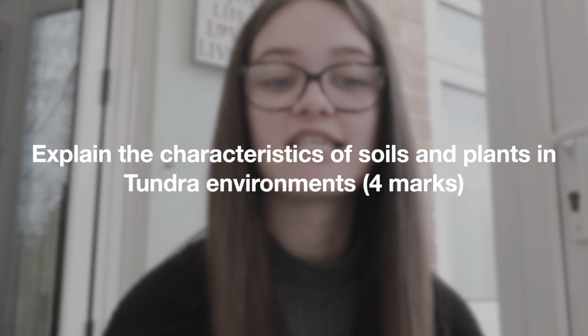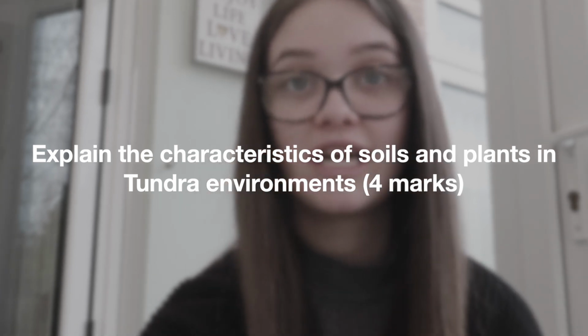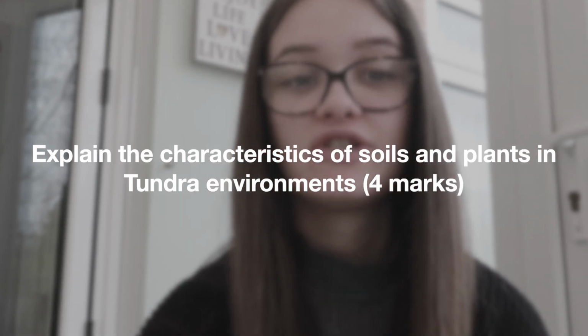So we're going to briefly look at the question today. Explain the characteristics of soils and plants in tundra environments. So the soils in these tundra environments are often frozen due to permafrost, but in the summer the top layer, this is called the active layer, will thaw out. As a result, they're fairly infertile because there's so much water drainage as they melt, and that removes the nutrients from them.